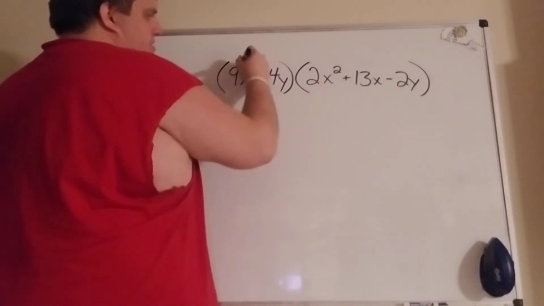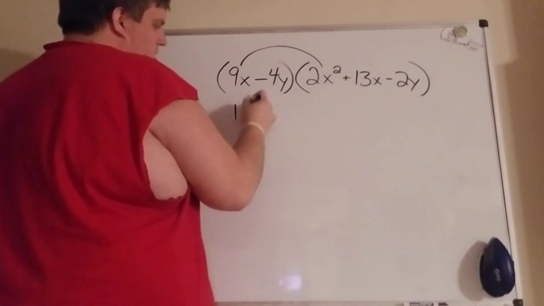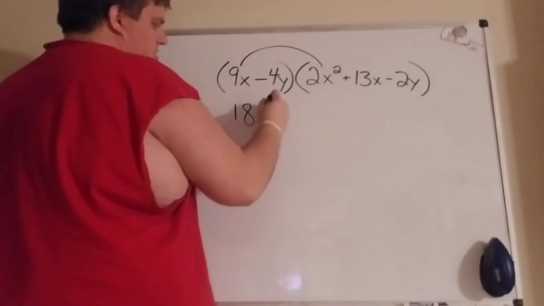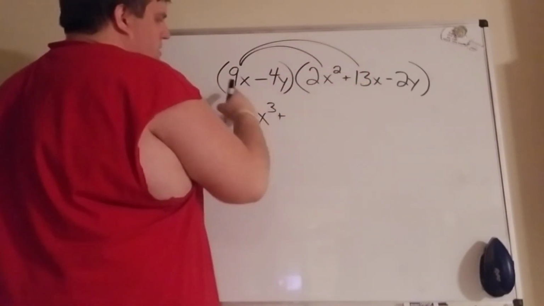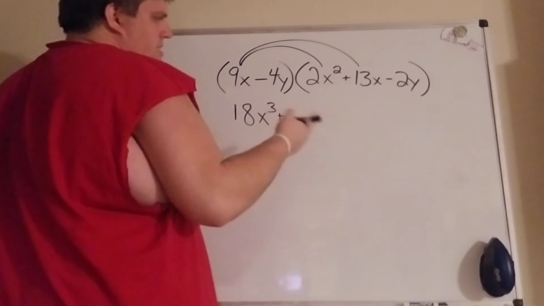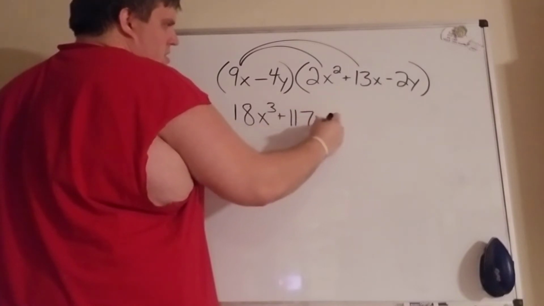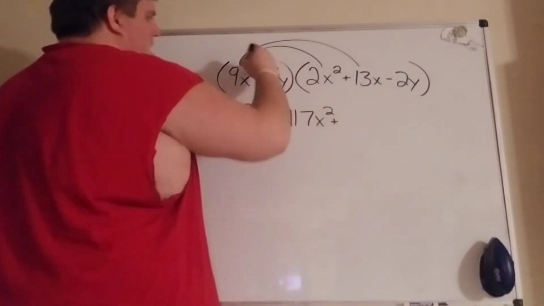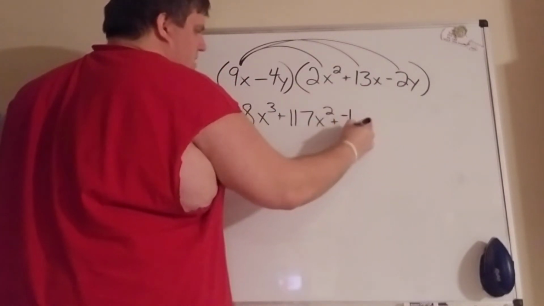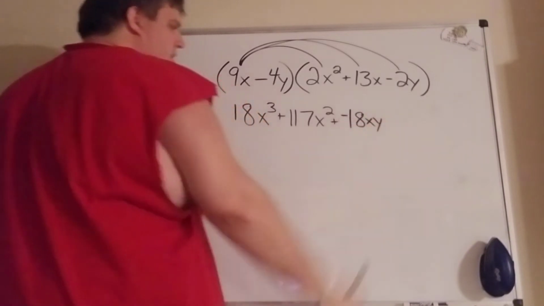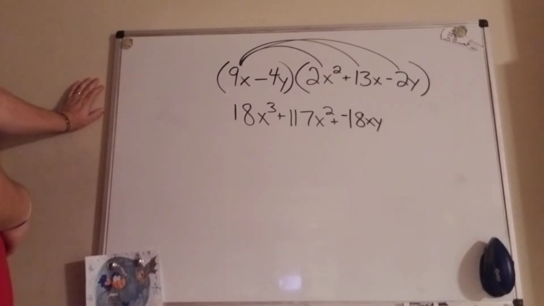We're going to do the 9x first. So 9x times 2x squared, we're going to get 18, and then we'd have 3 x's, so x cubed. Not so bad. 9x times 13x, we have 2 x's. 9 times 13, 90, and 27 is 117 x squared. And then 9x times negative 2y, that's where it gets a little weird. It's going to be negative 18xy. Right? X times y, neither one of them add up. We just put them xy.